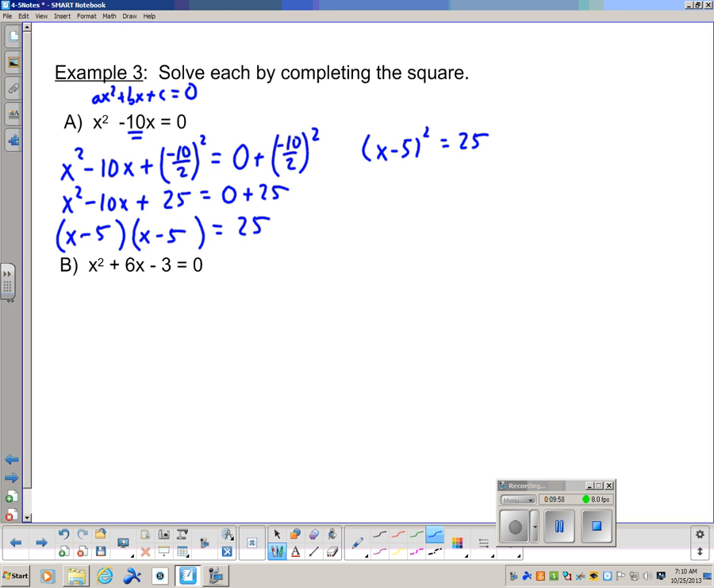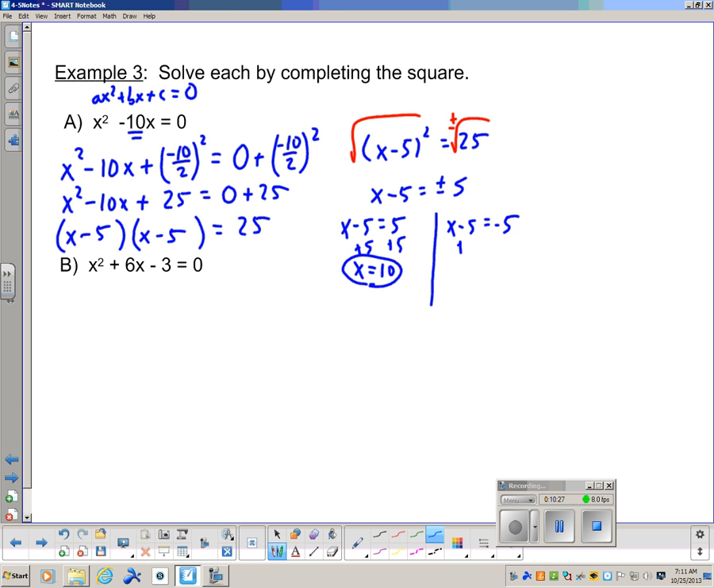And now we're back to doing what we did before on the last problems here. We're going to take the square root of both sides here. So we end up getting on the left-hand side x minus 5, and on the right-hand side, we get plus or minus 5. So now I'm going to pull these apart. I'm going to say x minus 5 equals 5 and x minus 5 equals negative 5. And I'm going to solve for x. I get x equals 10. My other one here, x equals 0. So there's my two solutions this time.